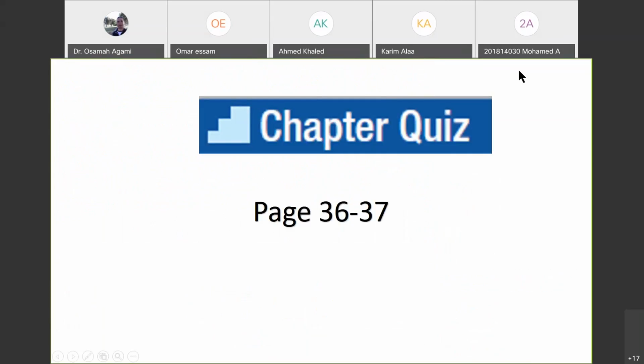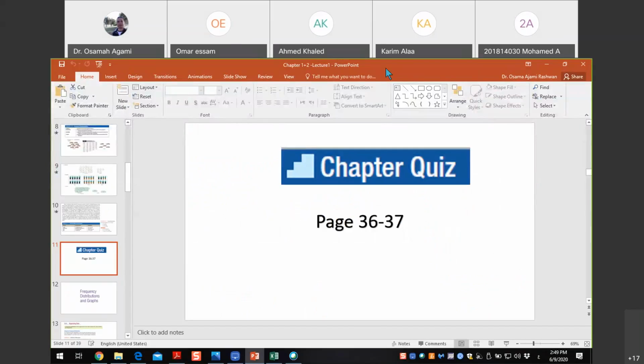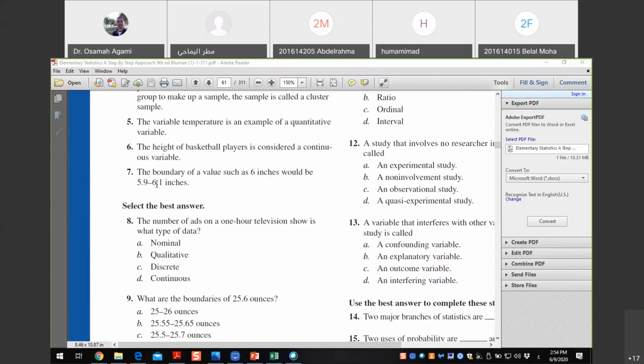Let's go for this question because this is your turn to do this one. I will show you the question. As I said, I have a question in the strategy. Matar, what is the boundary of a value such as 6 inches? 5.9 to 6.1 inches. The question here is true or false, right? False. Why? What is the right answer? 5.5 to 6.5.